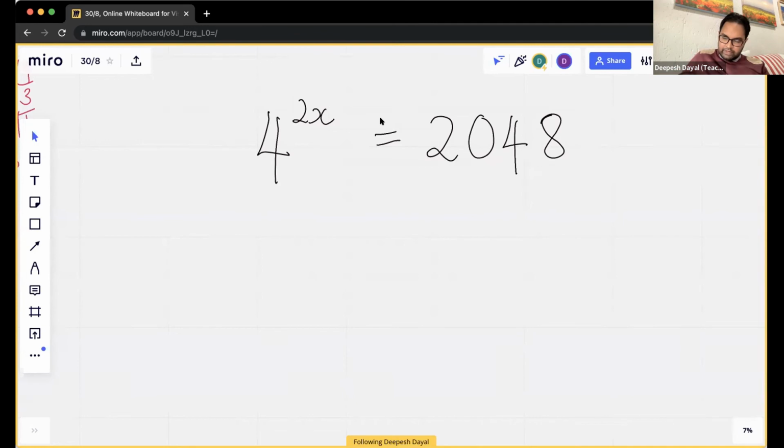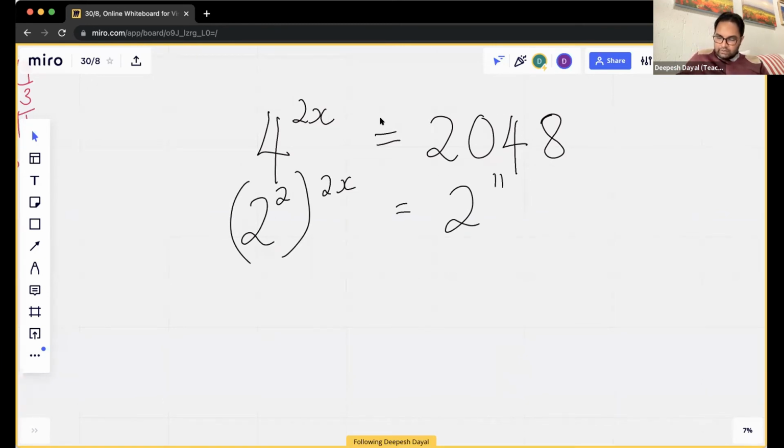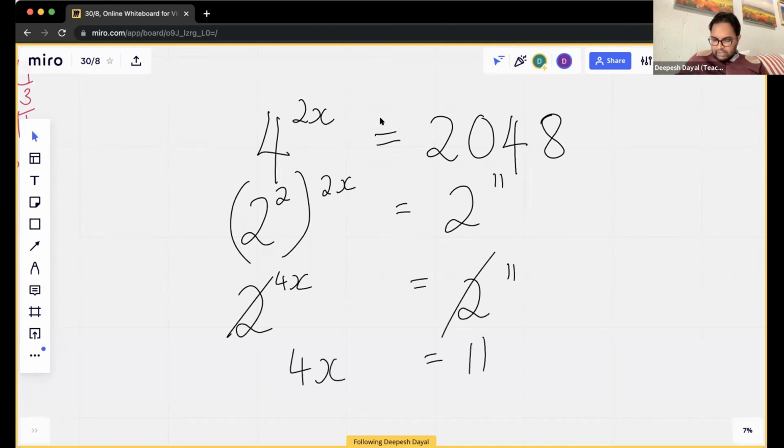So 4 to the 2x, 2 squared is 4, right? So 2 squared to the 2x equals 2 to the power, and 2048, when you do the shift and the factor button, factor is 2 to the power 11. So 2 to the power 4x equals 2 to the power 11, right? And then you cancel the 2's out. So 4x equals 11 and x equals 11/4. Excellent. Well done. X equals 11/4. Those that didn't get the answer, I hope that this has helped to clarify that. Are there any questions related to this one?